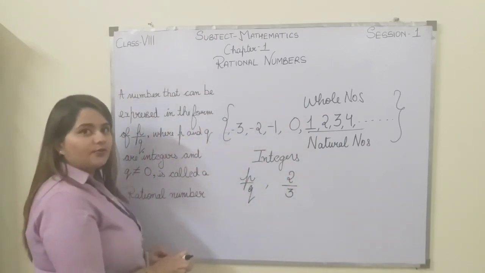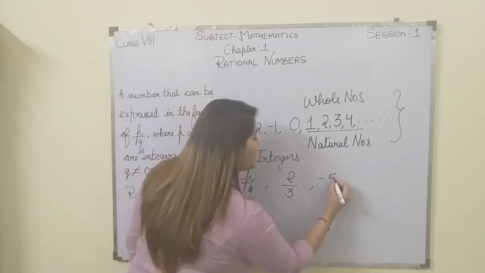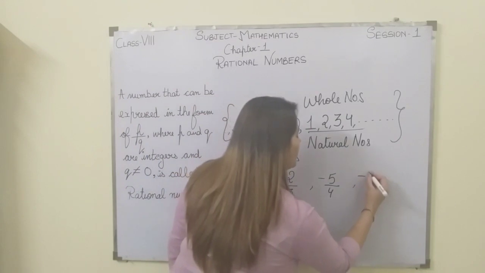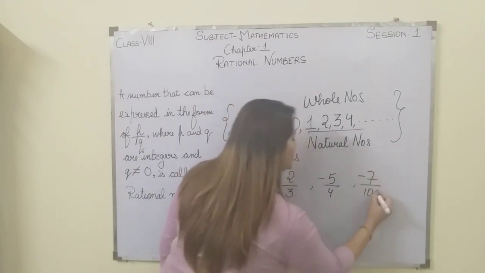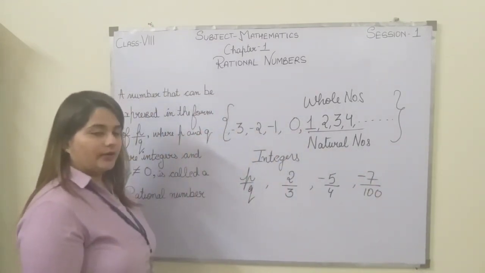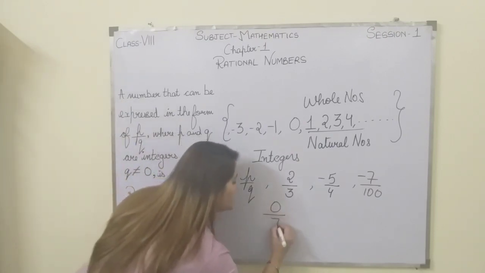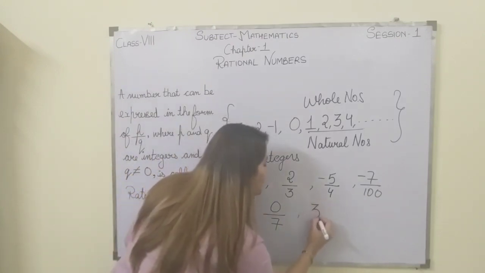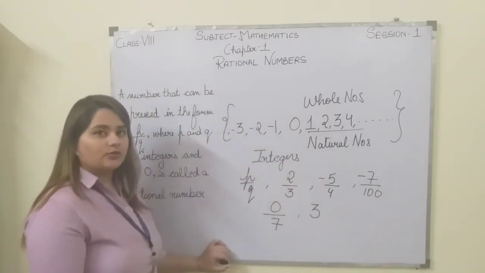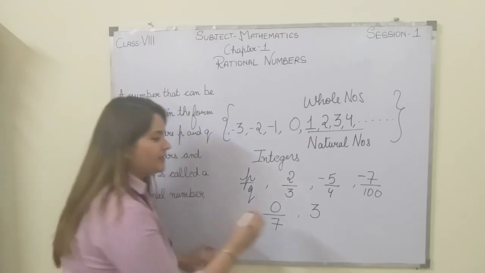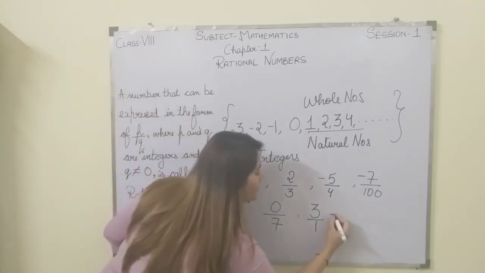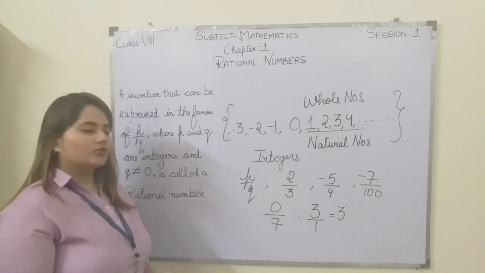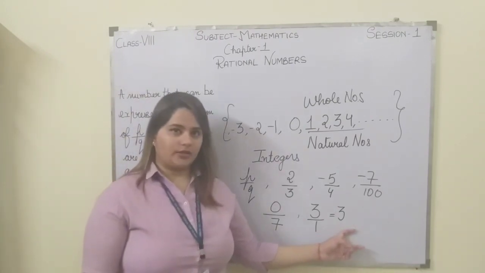2 by 3 is a rational number. -5 by 4 is also a rational number. -7 by 100 is also a rational number. 0 by 7 is also a rational number. Even the number 3 is also a rational number because this can be expressed as 3 by 1. We know that 3 by 1 is equal to 3 only. So, 3 is also a rational number.